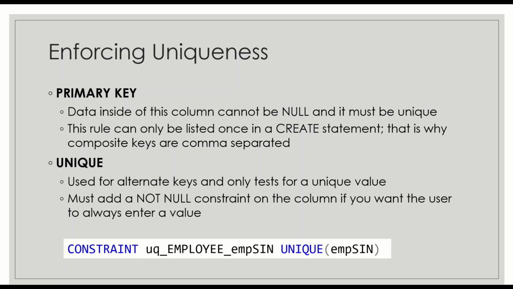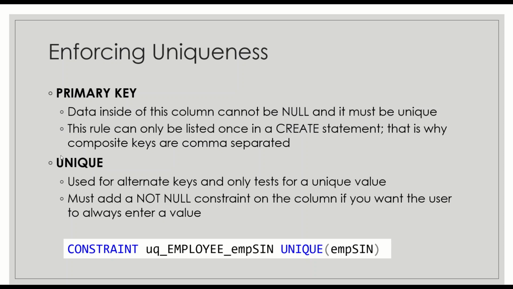Because each table can only have one primary key, if you have 2 columns in which the data needs to be unique, then you can't denote both of them as the primary key. You'd have to pick one to be the primary key, and you can denote the other one as unique. So we call those alternate keys. It doesn't enforce not null. It only tests for a unique value.